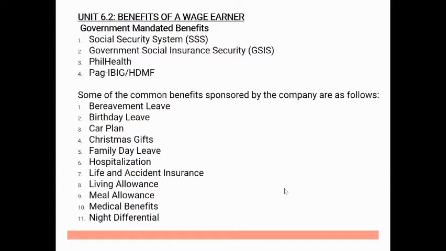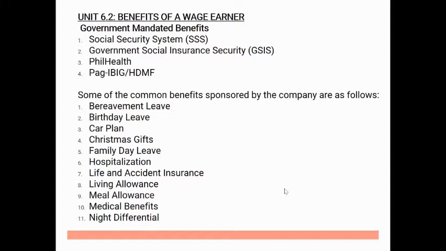The Social Security System, or the SSS, is a social security protection for workers in private companies or institutions. Some of the benefits covered by being a member of the SSS are sickness, disability, retirement, maternity, death, and funeral, and etc. GSIS is the counterpart social security protection for government employees.